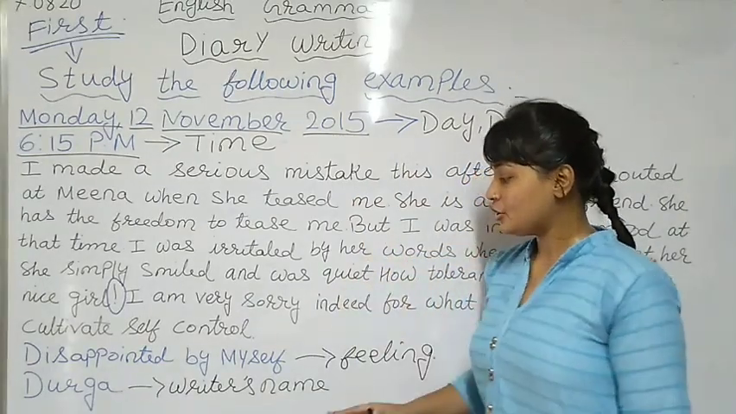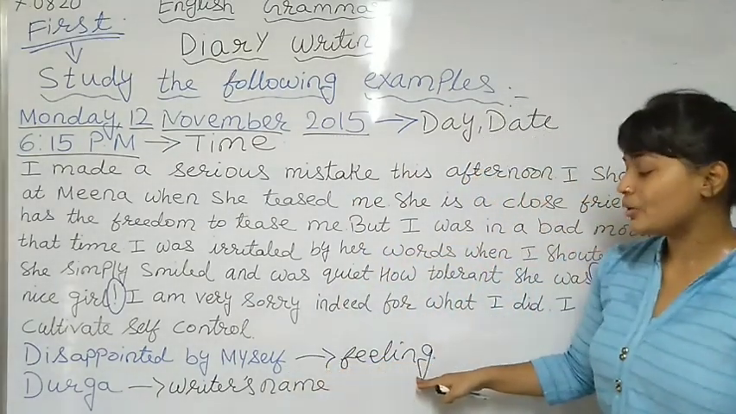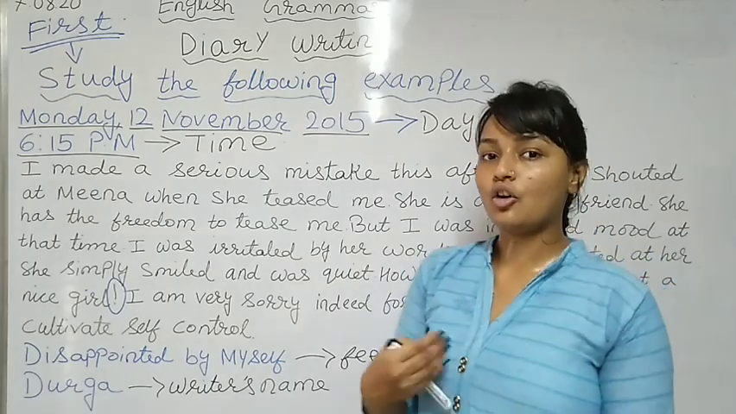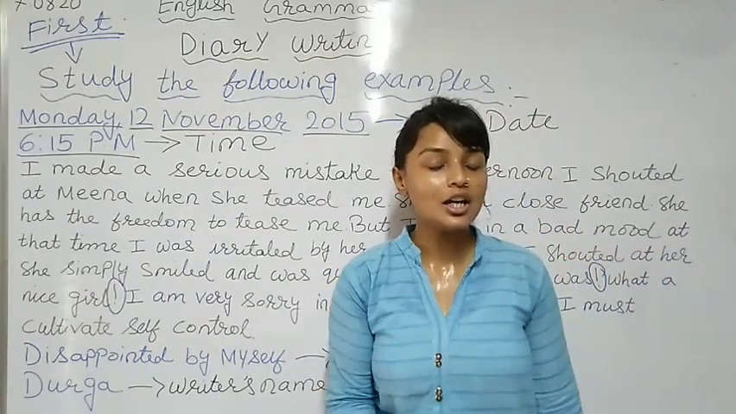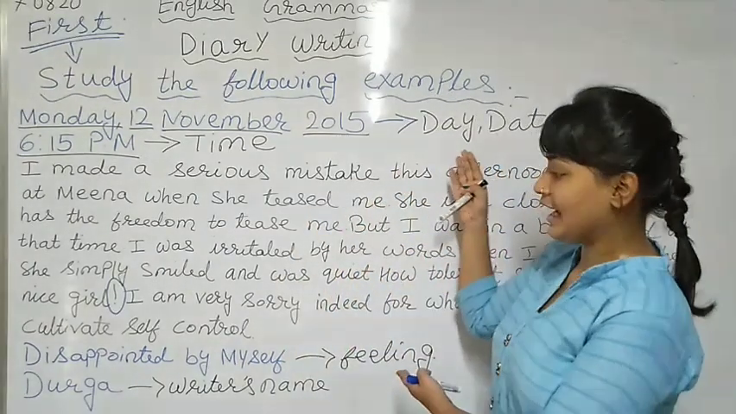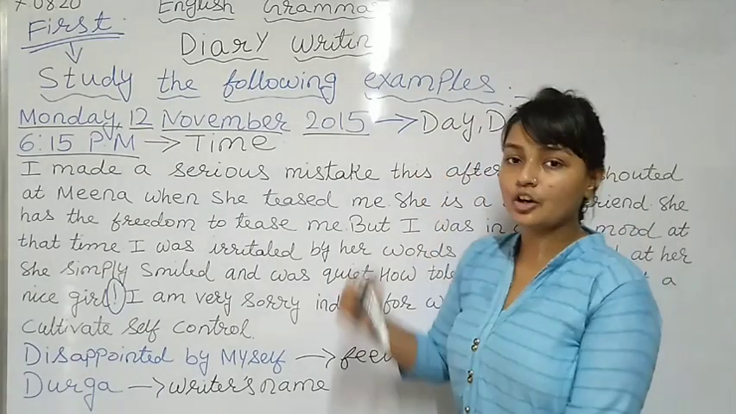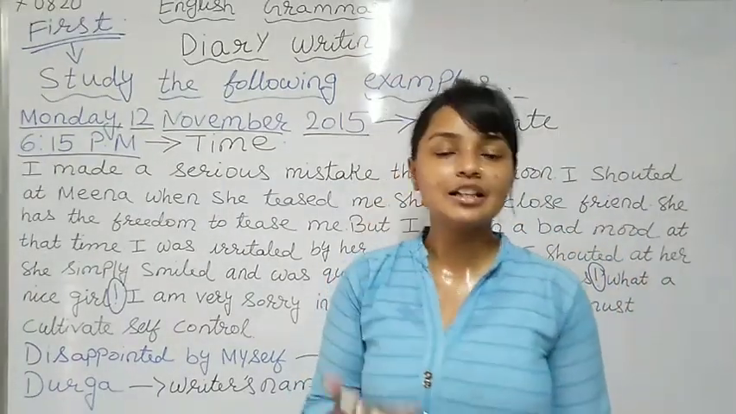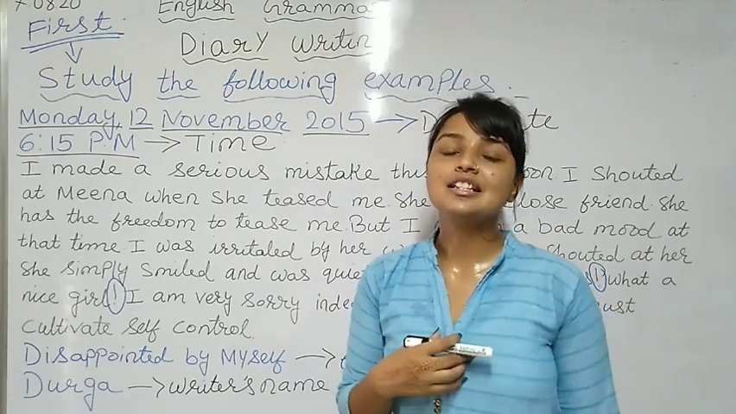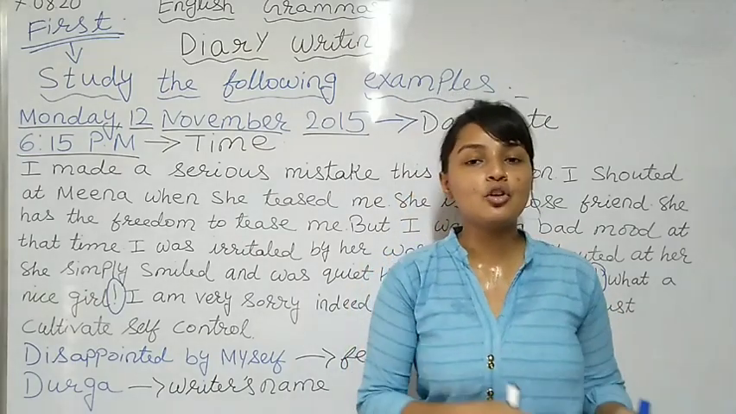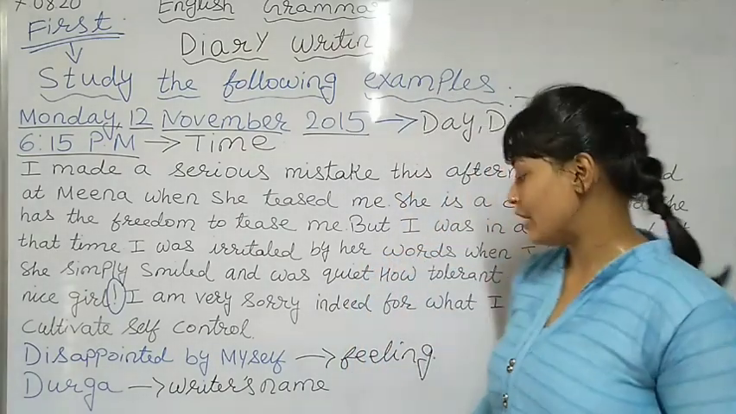Okay. Then you have to write the feeling, which type of feeling you are occupying in your mind or in your heart while writing this diary. Meaning, what feeling you are having while writing this diary, what you are thinking, how you are feeling, you are joyful or you are sad. So you have to write this one.